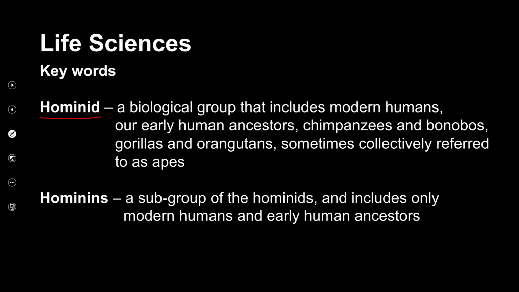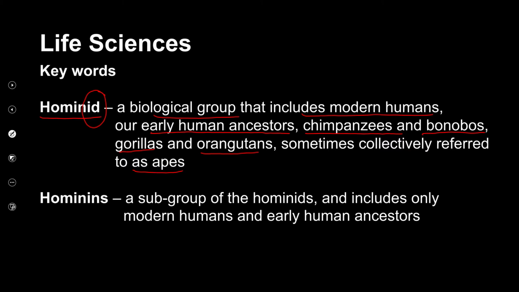So the first one is hominid. Hominid, with a D at the end, is a biological group that includes modern humans, early human ancestors, as well as chimpanzees, bonobos, gorillas, orangutans, and those are collectively known as apes. So that's hominids. That includes humans and the apes that we have.